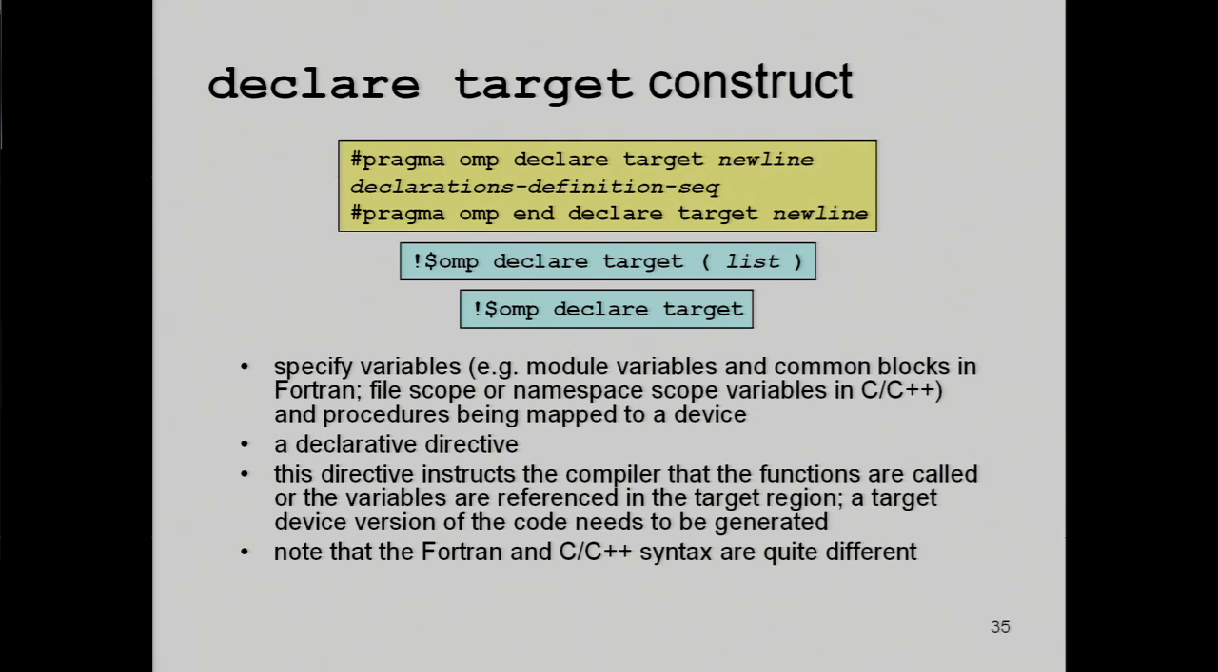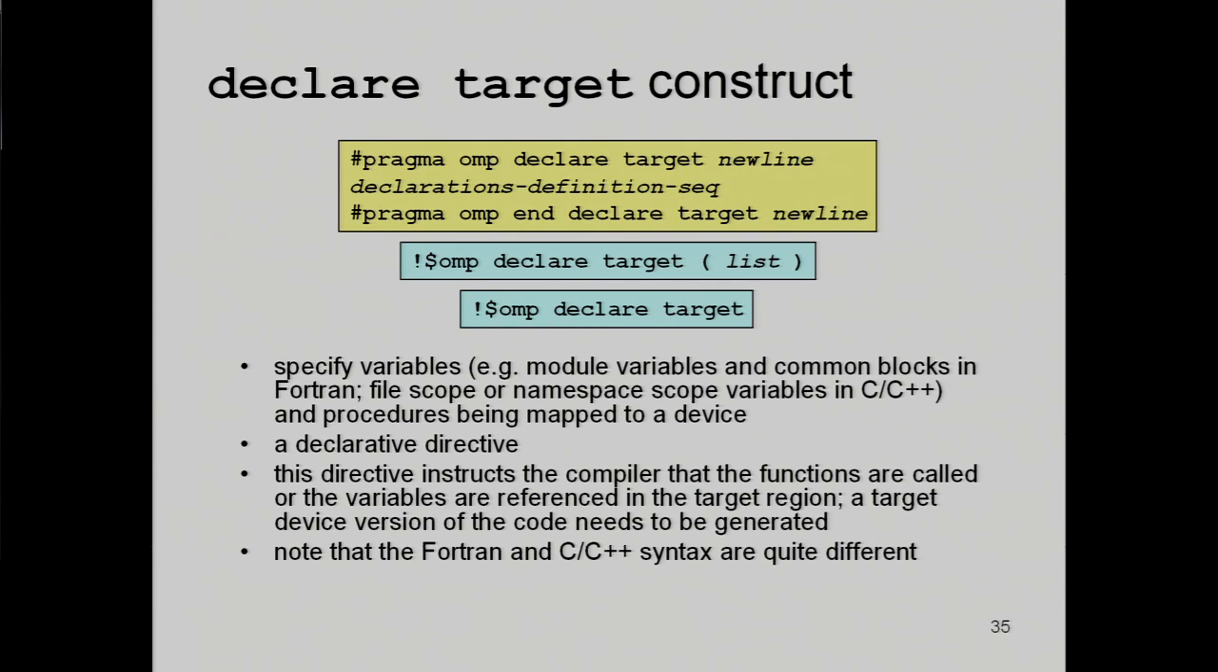And also, if you want to call a function inside the target region, you need again to target that function. You need to compile that function so that the code is generated for the target architecture, right? Then you need to let the compiler know that, okay, I want this function to have device code generated for it. Okay, so I'll give you some examples for that. This lets the compiler know that I want to create a target version of this function or this global variable.